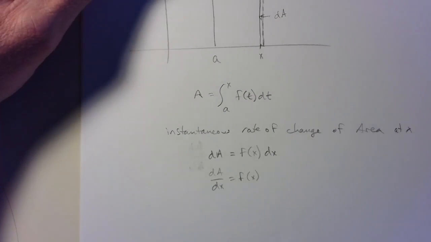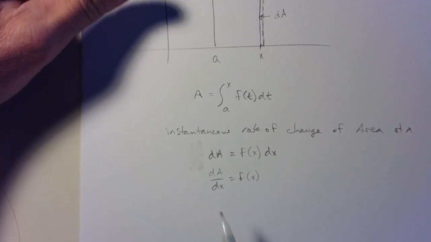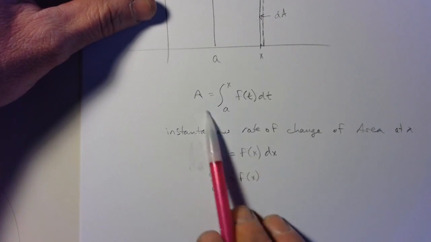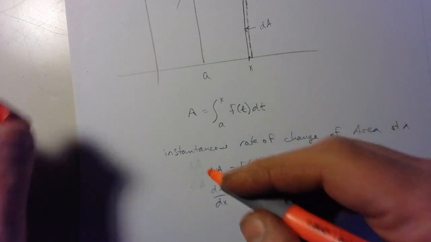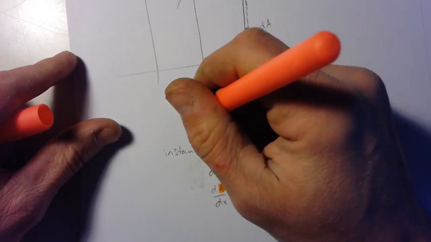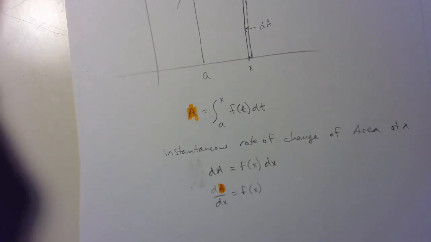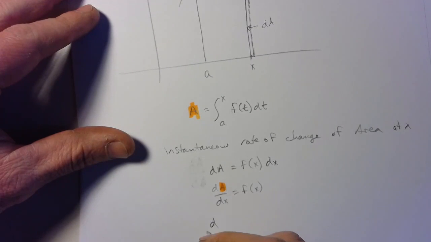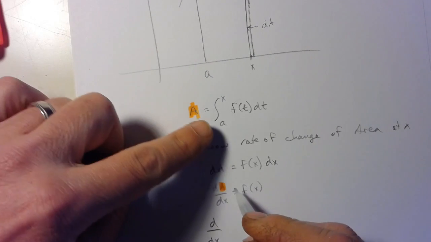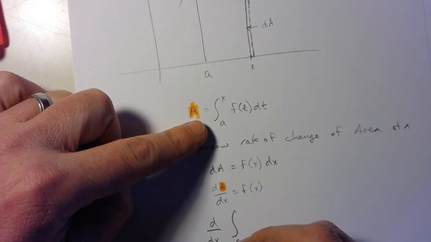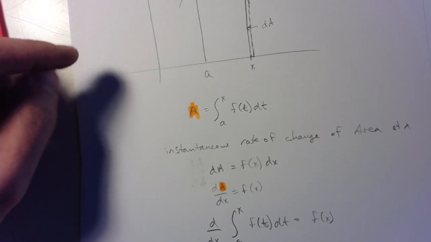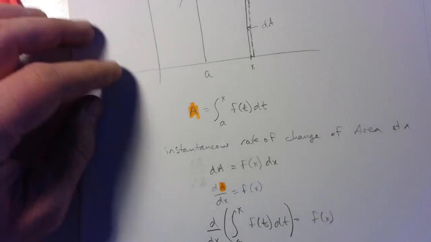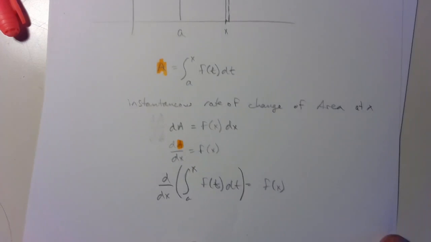Now, remember that the area was this right here. I'm going to highlight it so you can see that this area was given by this equation right here. So if I were going to rewrite this, I'd have the derivative of this whole thing. So the derivative of this is the value of the function.